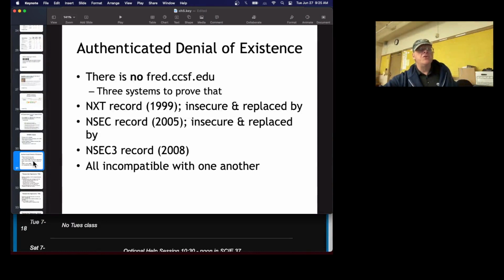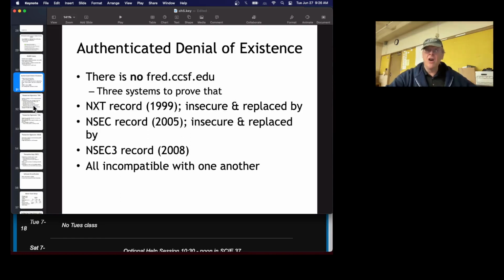Then there's another issue too. Suppose you have a server that does not exist, fred.ccsf.edu. Well, you could do a query and get no answer, but that doesn't prove it doesn't exist. There could have been a network issue that prevented you from finding it. So there is a record you can put up to authenticate that that thing does not exist. They invented something called the NXT record. That was insecure, and they made the NSEC record, but that was bad, and they turned it into the NSEC3 record, and all three of these are incompatible with each other. This is why DNS turned out to have serious security flaws.